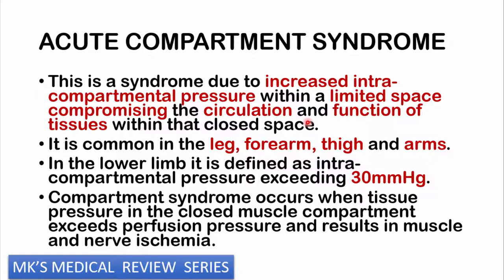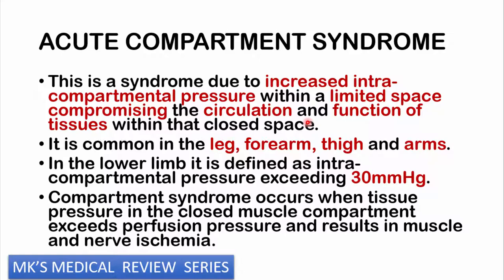Remember that compartment syndrome can affect virtually any compartment in the body, or the compartments that largely consist of muscles, but it is very common in compartments of the leg, in compartments of the forearm, in compartments of the thighs, in compartments of the arms. And when you are talking about the lower limbs, you define compartment syndrome as an intracompartmental pressure that is exceeding 30 millimeters of mercury.